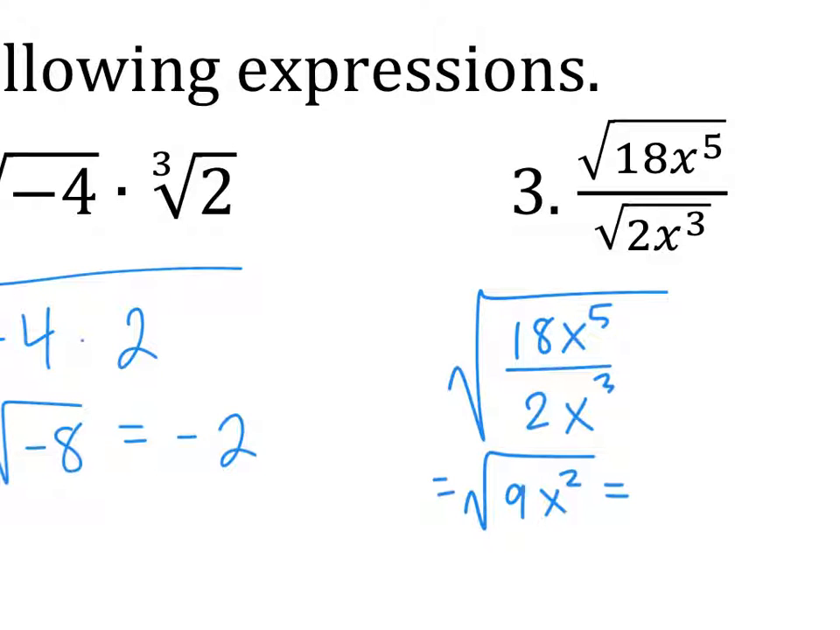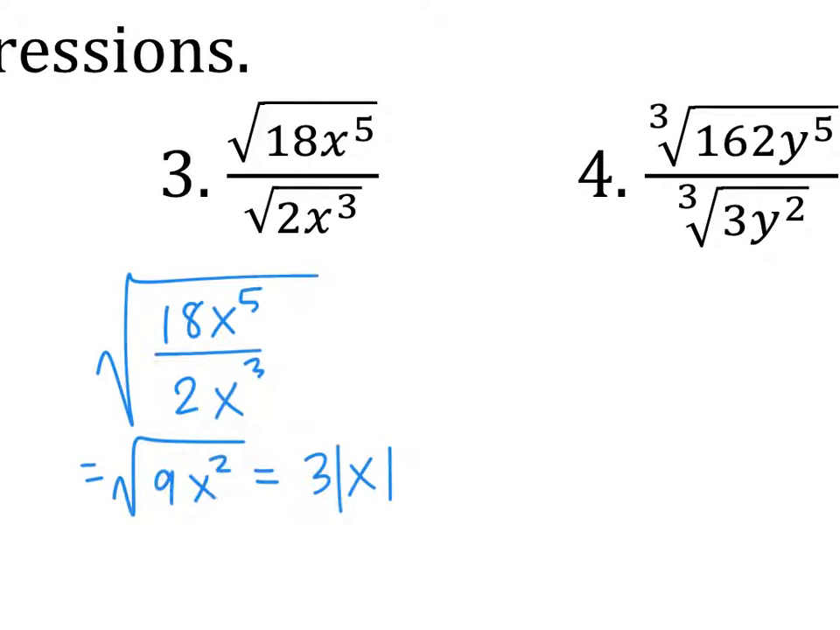Okay, what's my answer? 3x. 3x with absolute value, because the index is even, it comes out as an odd exponent. All right, try number 4.